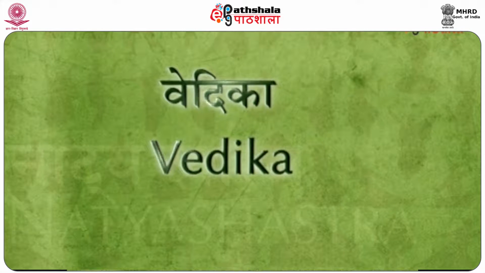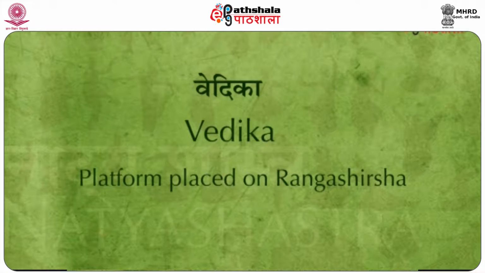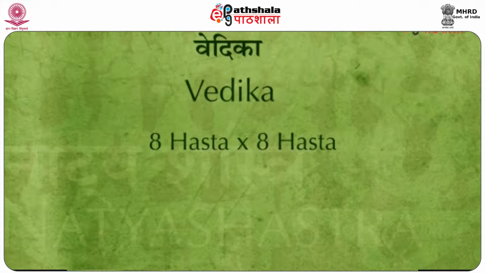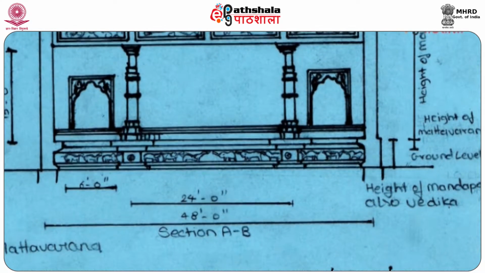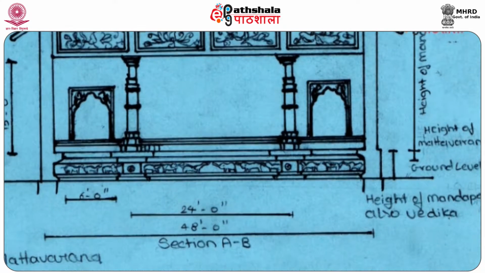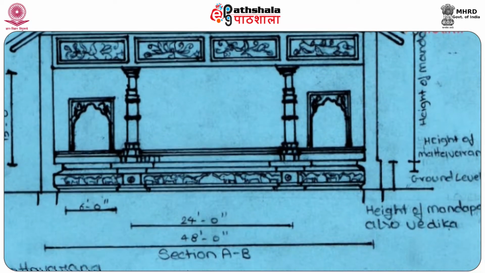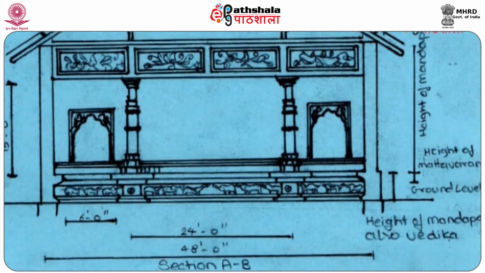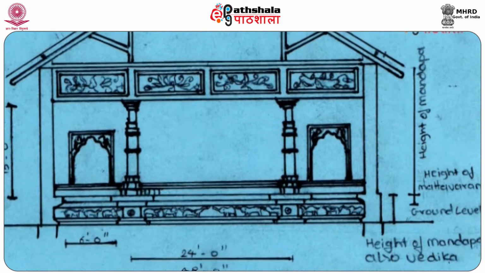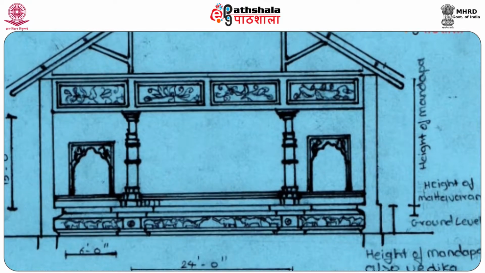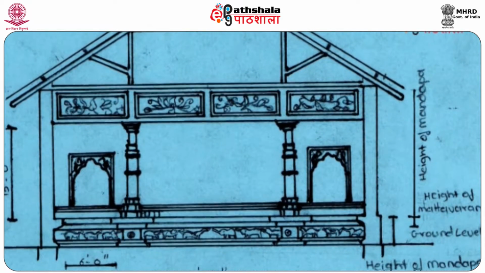The next one is Vedika. It is a platform placed on Rangashirsha, measuring 8 hasta by 8 hasta, that is to say 12 feet by 12 feet, which is 9 inch high from the stage surface, which is used for kutapa. Kutapa means orchestra to sit. In the first chapter, Vedika and Bhanda are mentioned together. This platform is placed between the 2 doors meant for characters' entry and exit.